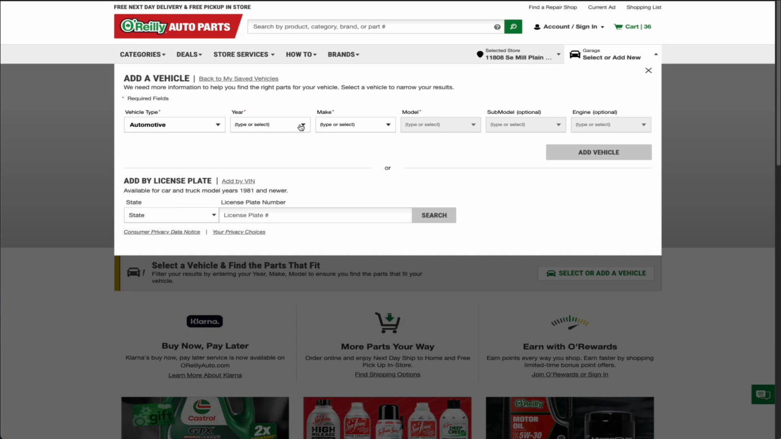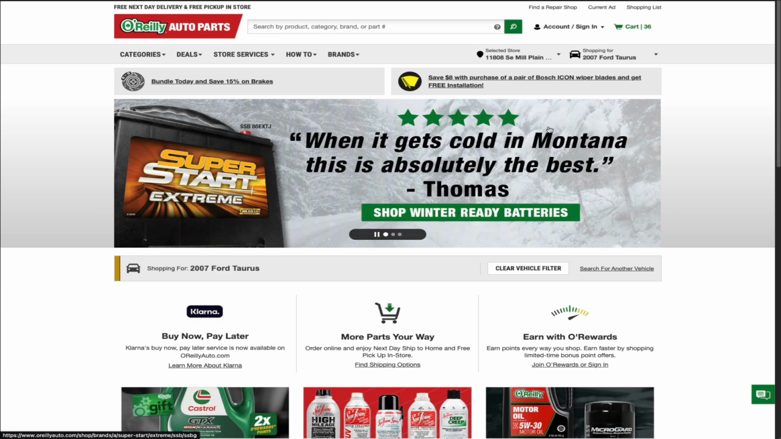I'm going to choose the year of the vehicle. Let's say it is a 2007. Let's say it's a Ford. And a model, let's do Taurus. The options, if you're not sure, just pick one of them. The parts are usually very similar. And then the engine, make sure you have the correct engine right there. I'm going to add the vehicle. So now the vehicle I'm shopping for is right here.